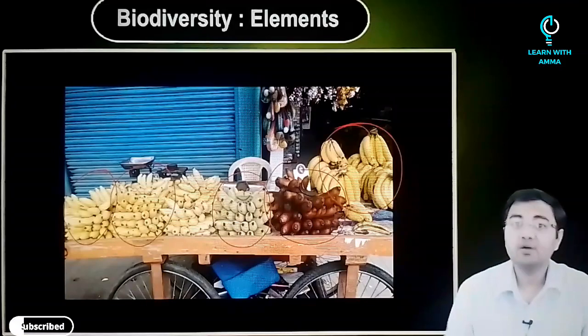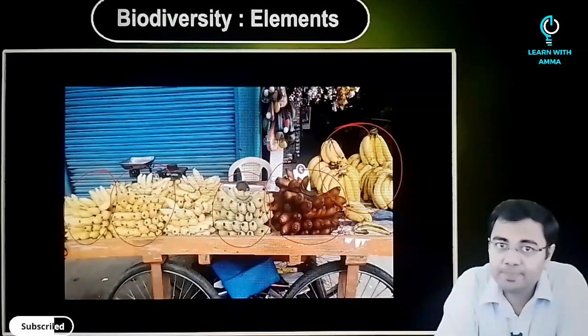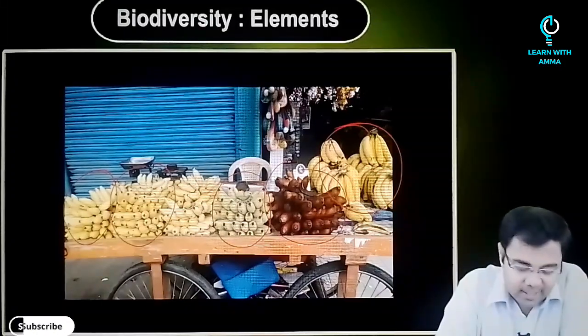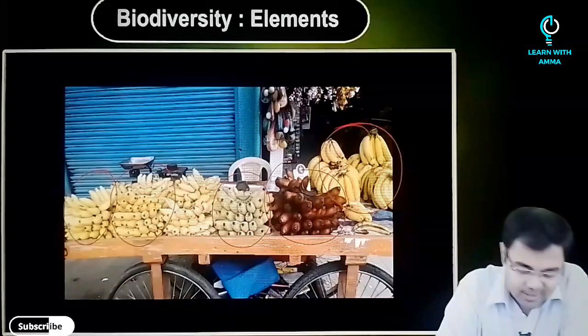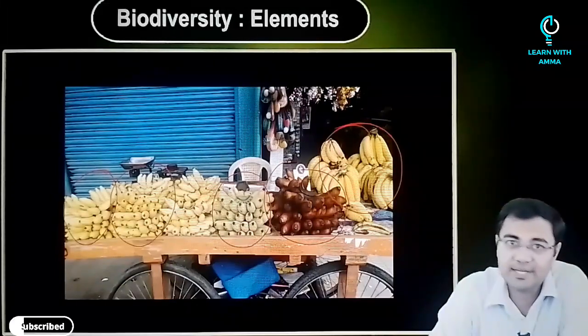Why is it happening? Because of the genetic variations that is happening in the banana. So fortunately I just came across this and I thought that this is a picture that I should click, so that I am able to explain you better what is the meaning of this genetic variability.